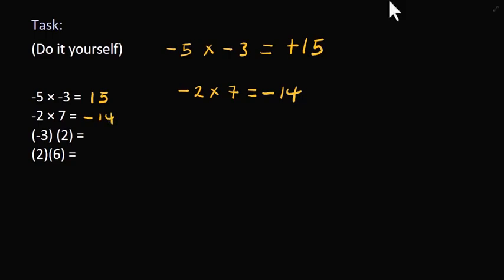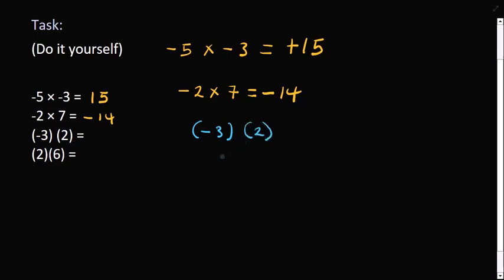The next question says, in brackets, minus 3 multiplied by 2. Since brackets also means multiplication, we can have the minus 3 times 2. The sign of 3 is negative and the sign of 2 is positive. Therefore, we are expecting a negative answer. 3 times 2 is 6. So finally we have minus 6.